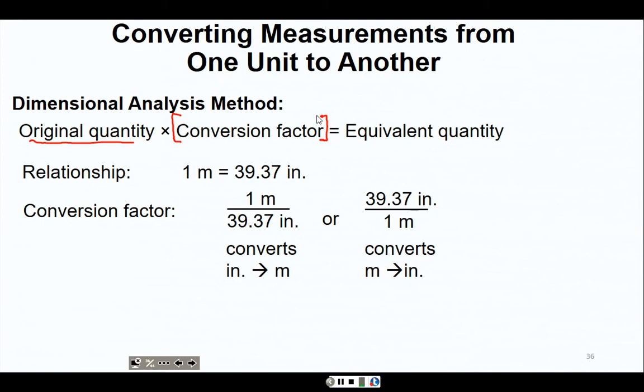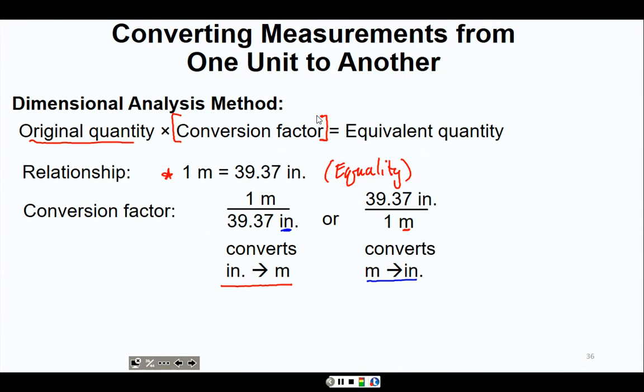The equivalence is going to be a relationship of something like a meter is a certain number of inches, which is a funny number that no one wants to memorize. And that relationship is also called an equality, because those two things are equal. And you can turn them into a conversion factor by making them into a ratio. 1 meter per 39.37 inches, or 39.37 inches per 1 meter. If you want to go from inches to meters, you use the left one, because the inches are going to need to cancel out. And if you're going from meters to inches, you'll use the right one, because the meters will need to cancel out.